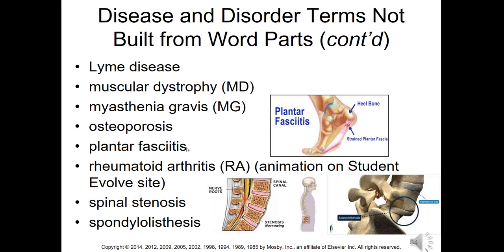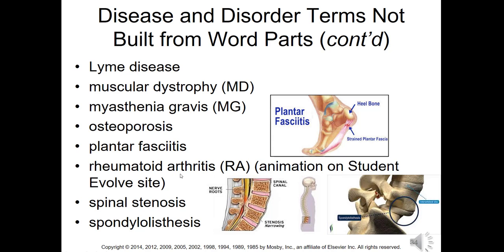Plantar fasciitis, this is the inflammation of the plantar fascia. This is the fascia right here. A fascia is a connective tissue that extends across the bottom of the foot, for instance. And so what happens is it's inflamed and it starts to cause a lot of pain. A lot of times it causes pain in your heel.